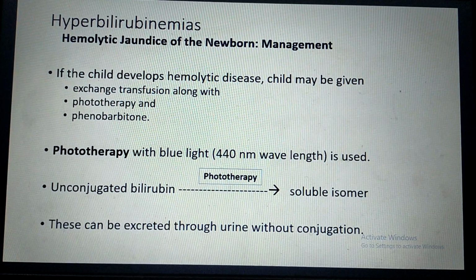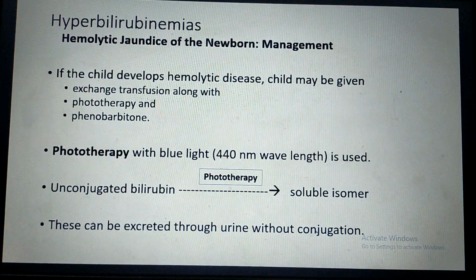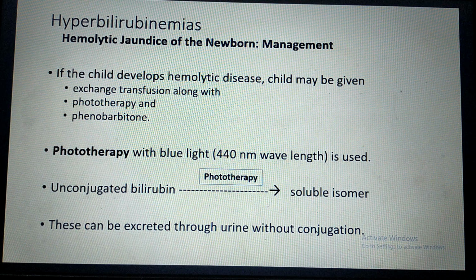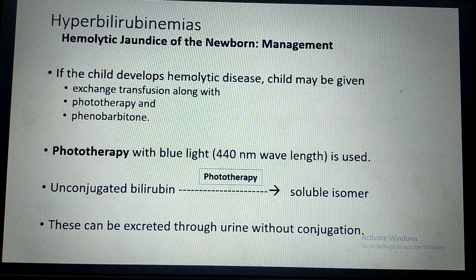How will you manage this? Management is exchange transfusion, which means the fetal blood is taken out and fresh blood transfusion is given to the patient. Along with that, phototherapy is given. In phototherapy, the baby is exposed to a blue light of 440 nanometer wavelength.